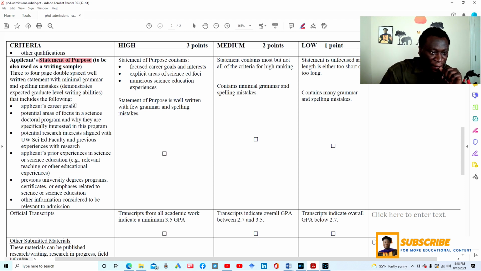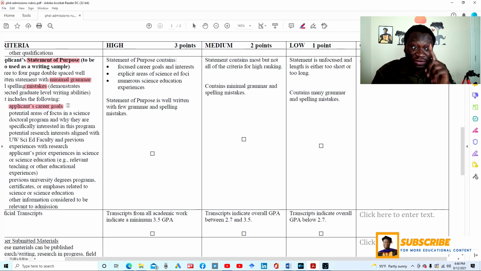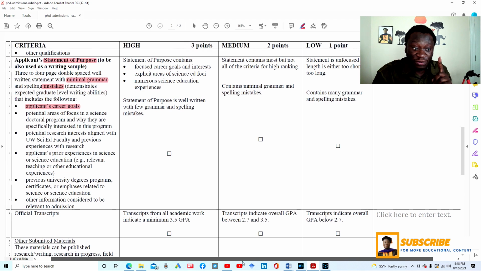Now, these statements should have minimal grammar and spelling mistakes, which demonstrates expected graduate level writing abilities that include the following. Let's look at the following. The applicant's career goals. You can see the applicant's career goals is the first thing they described here. This is the first thing they want to see.